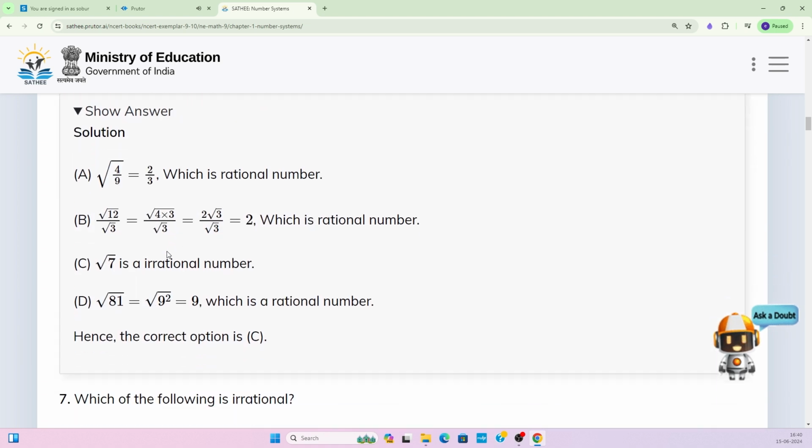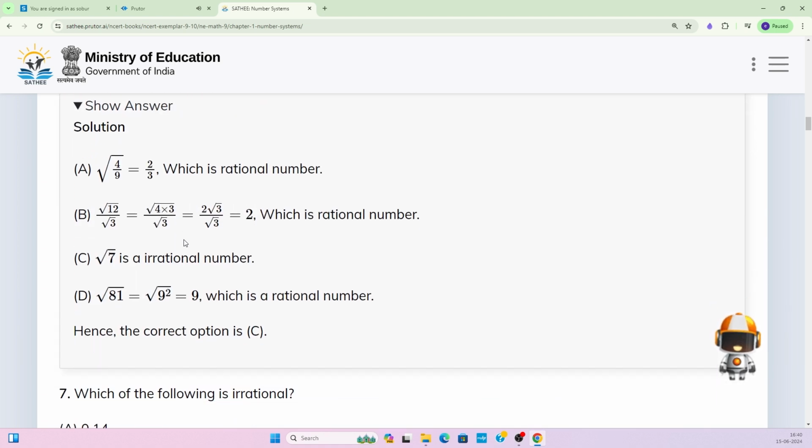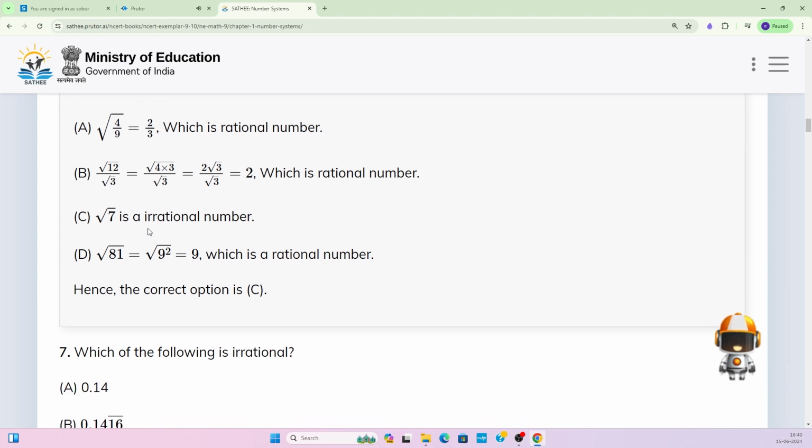Let us check. In the first option, square root of 4 by 9 is equal to 2 by 3, which is a rational number. In option B, we have root 12 by root 3, and root 12 can be written as root over 4 into 3, divided by root 3. This is equal to 2 root 3 by root 3, which is equal to 2, a rational number also.